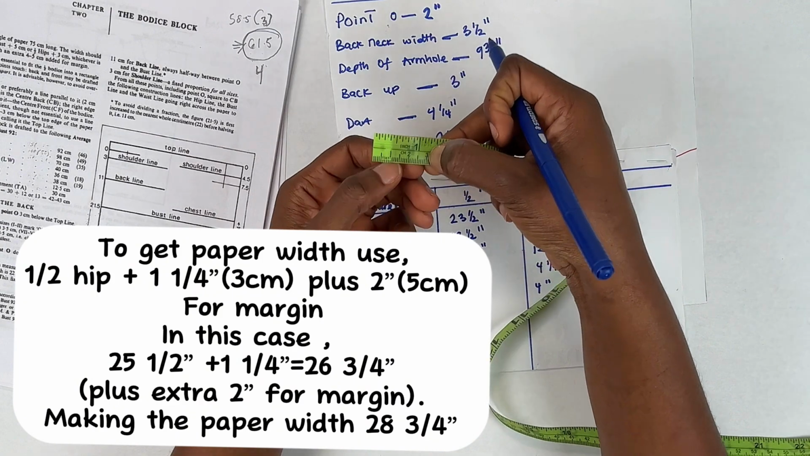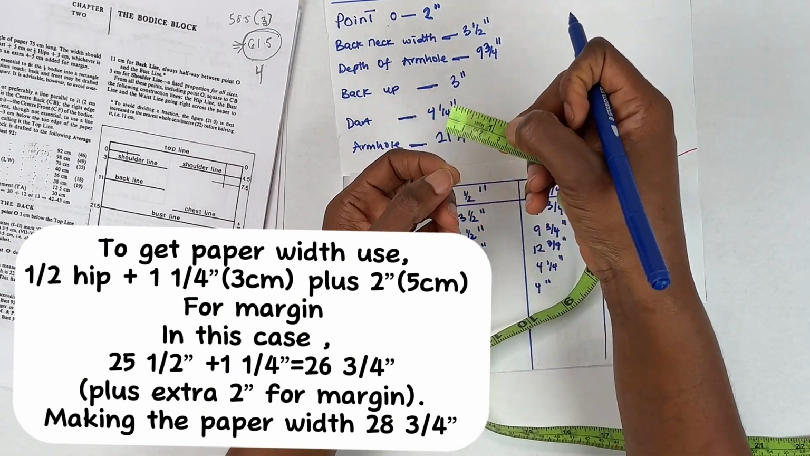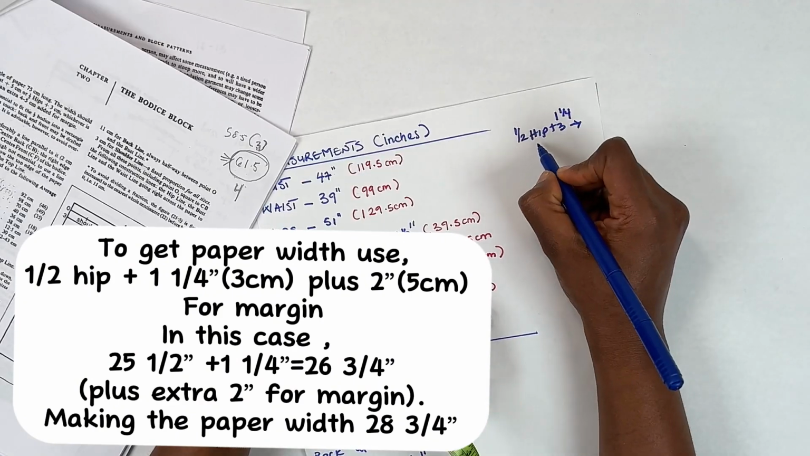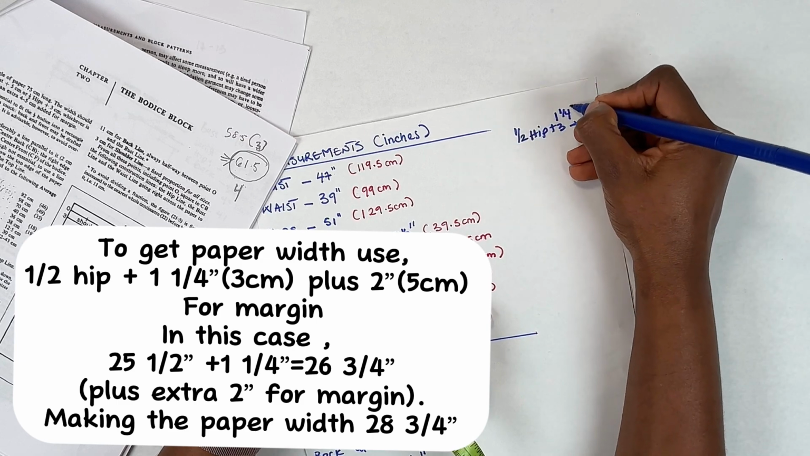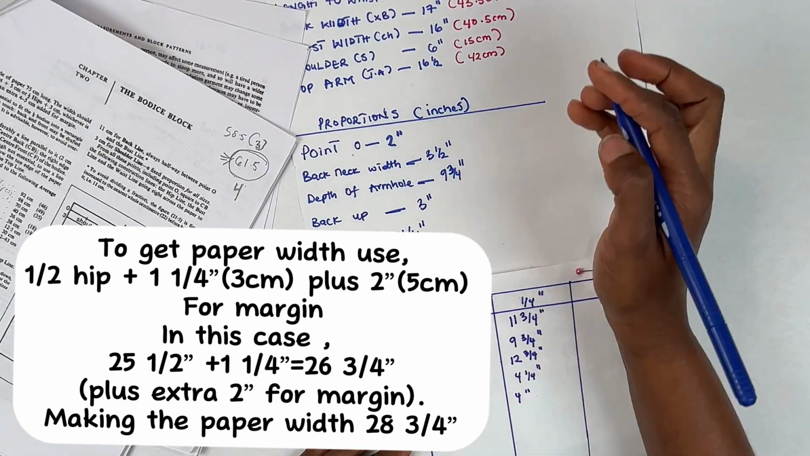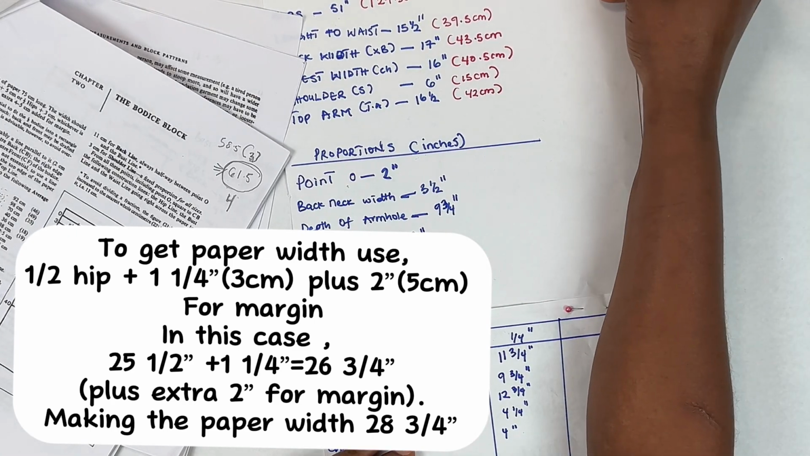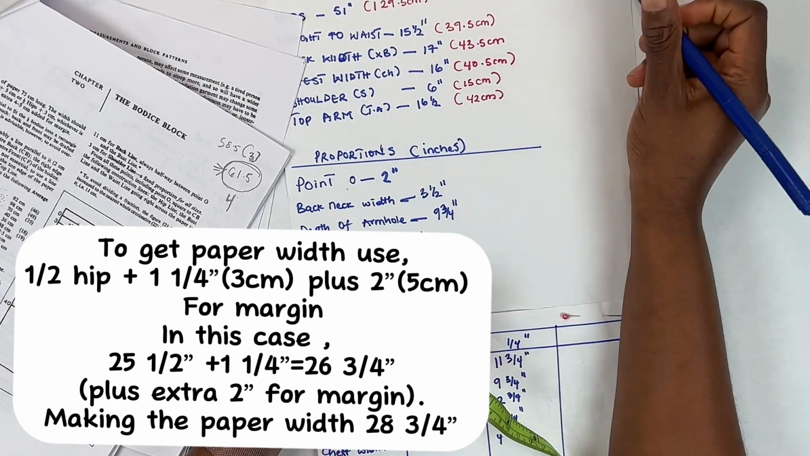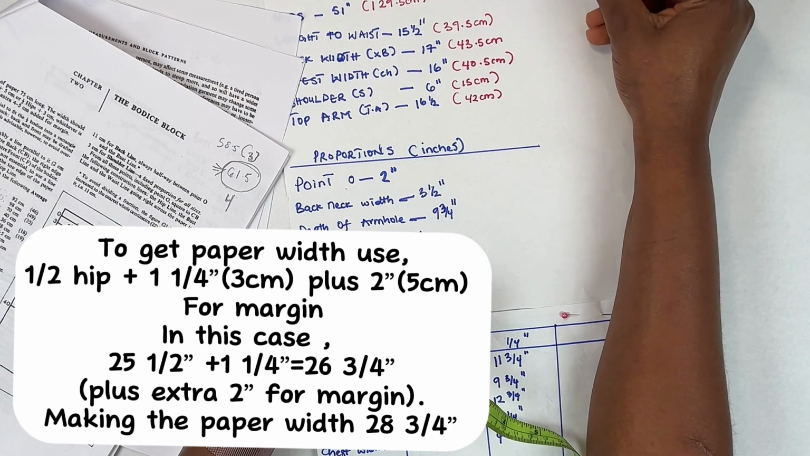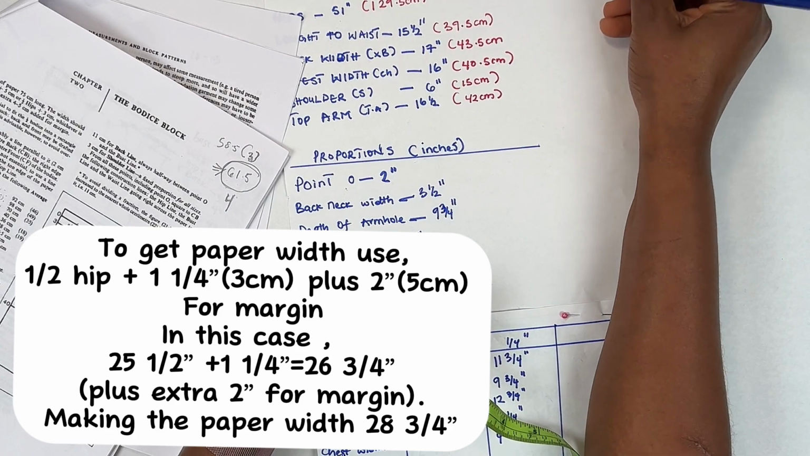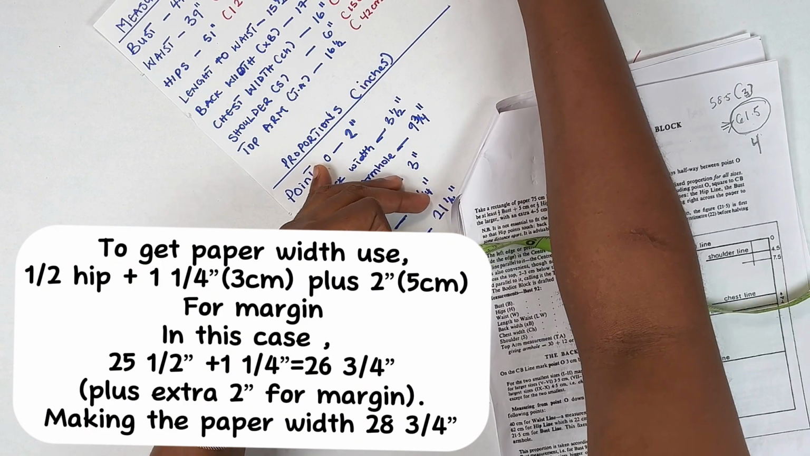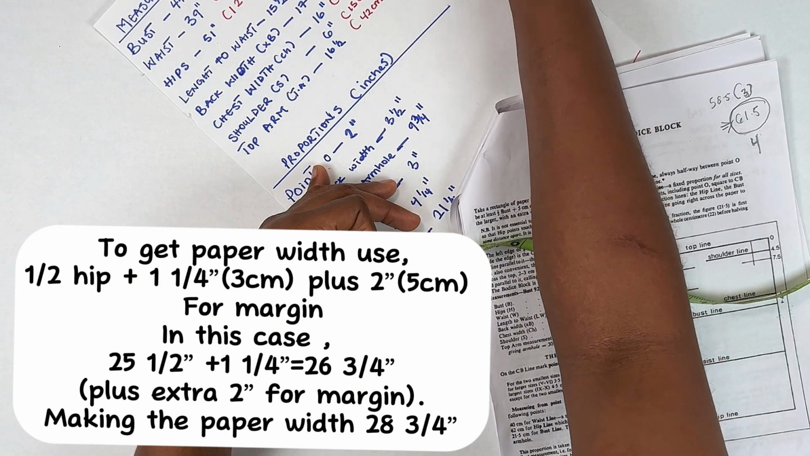Plus 3 cm in this case is 1 1/4. So it's going to be half hip plus 1 1/4 inch. Half hip is 25 and a half plus 1 1/4. So that is 26 3/4. With this now, I'm going to add another 2 inches, which is for the margin.